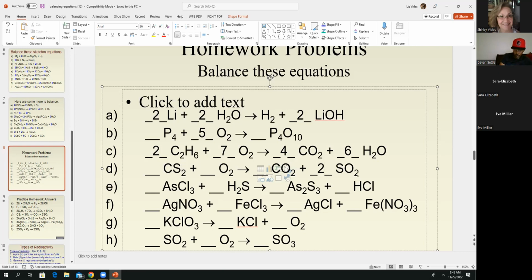Now you see that's pretty much balanced except for the oxygen now. So you got 2 times 2 is 4 plus 2 is 6 divided by 2 is what, 3? 3. And now you're balanced, you see? Okay, what about this next one?